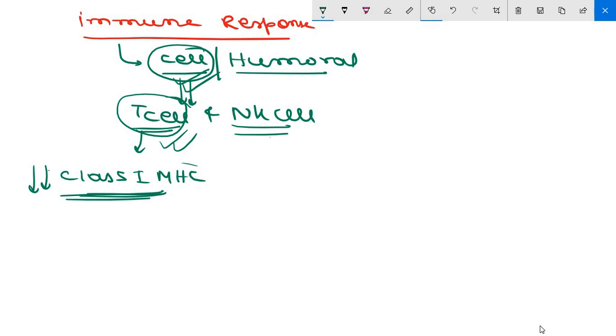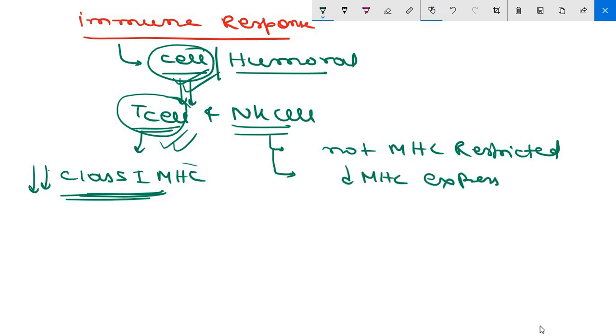Now coming to the NK cells. The recognition of tumor cells by NK cells is not MHC restricted. This is the first point, which we know from the previous video. Clear? The activity of NK cells is not compromised but enhanced by decreased MHC expression. This point is very important. If there is decreased MHC expression, there will be increased NK cell activity. Clear? Now why is this happening?